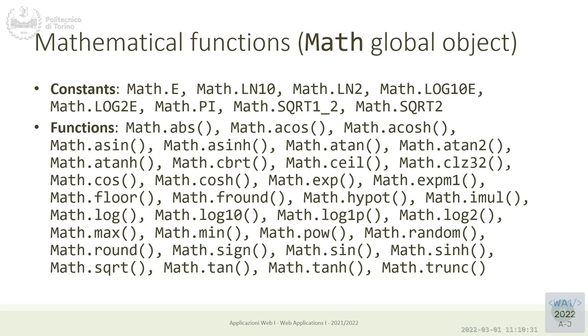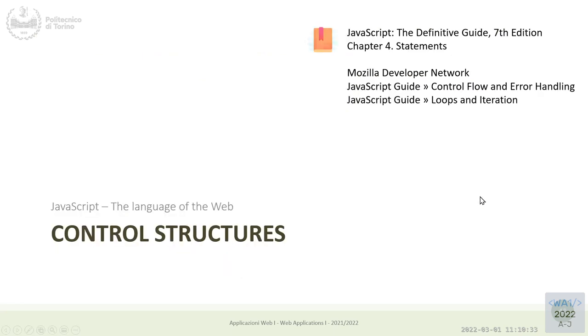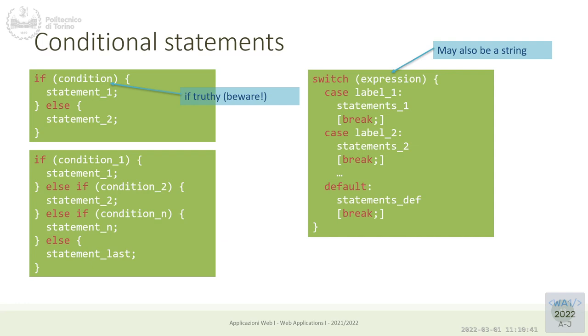Okay, we have a mathematical library. I don't want to spend more than 1 second on that, with all the functions that you need. Control structures, again, are nothing new: if, switch. The difference between C or Java and JavaScript is that every time you see a Boolean expression, there will always be an implicit conversion. If it's not a Boolean, it checks whether it's truthy or falsy. Okay? So we can exploit this behavior, but we must be aware of it.